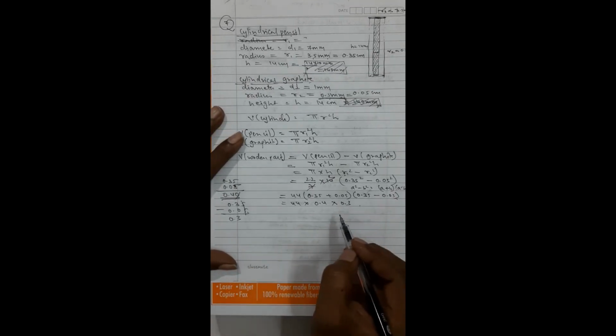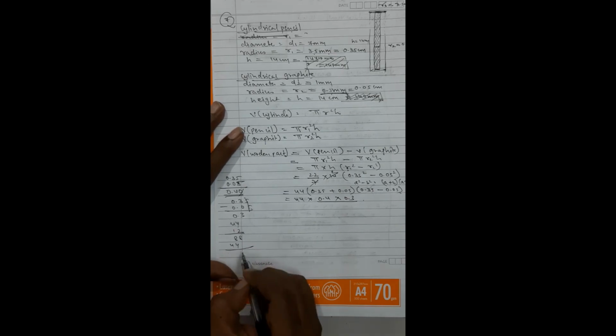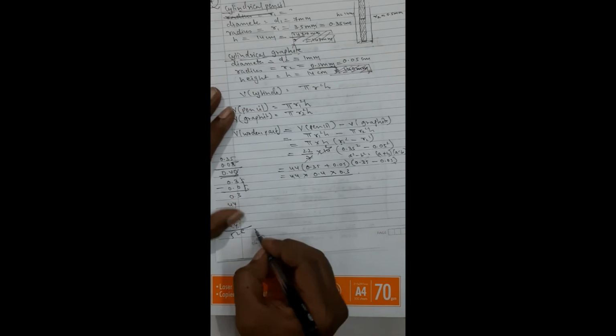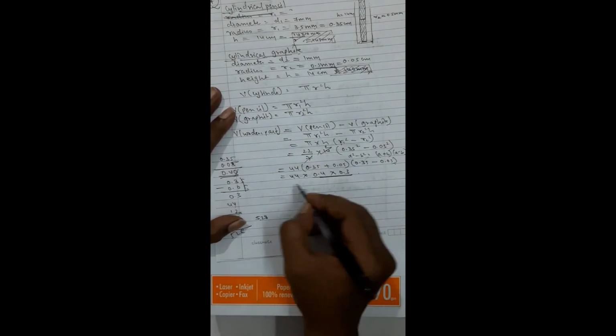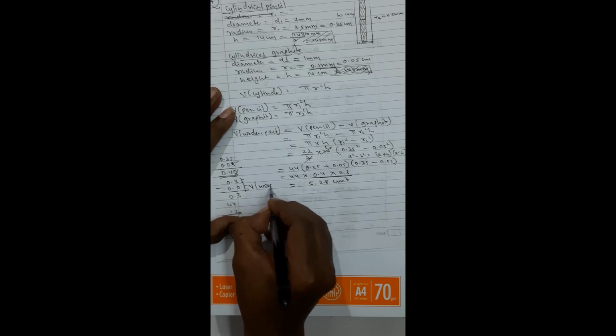This is very easy to multiply now. We can multiply this first. 4 3s are 12 and then 44 into 12. 2 4s are 8, 2 4s are 8, 44, 8, 9, 10, 11, 12. 528 is the answer. Try to understand this. 528 is the answer. 2 decimal places. This is equal to 5.28 centimeter cube, the volume of wood over there.